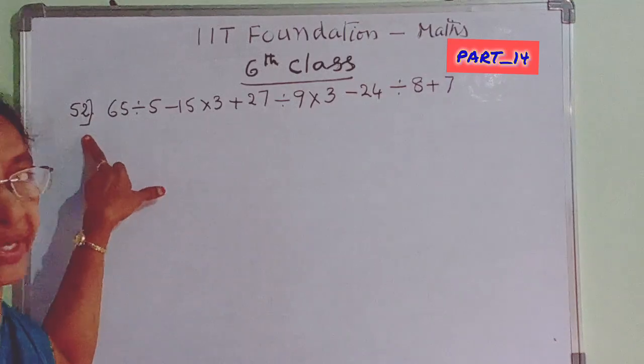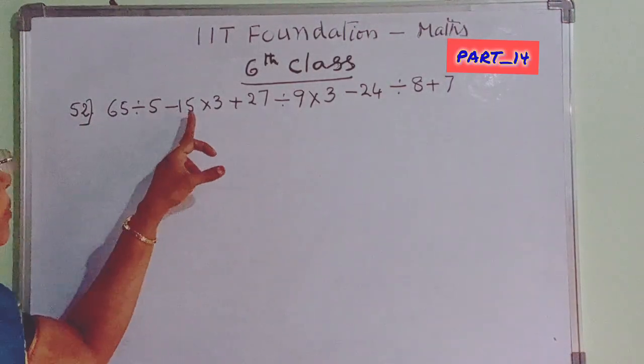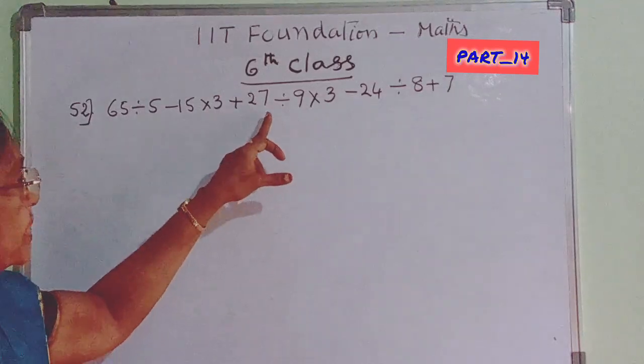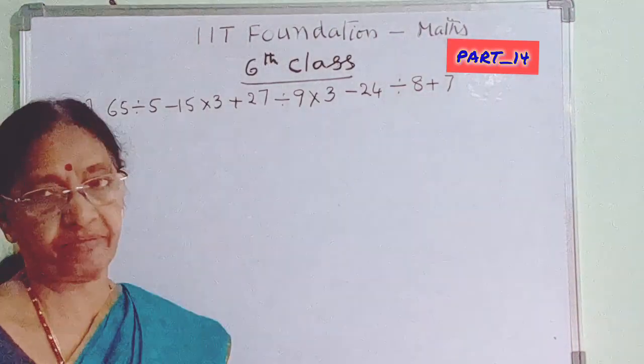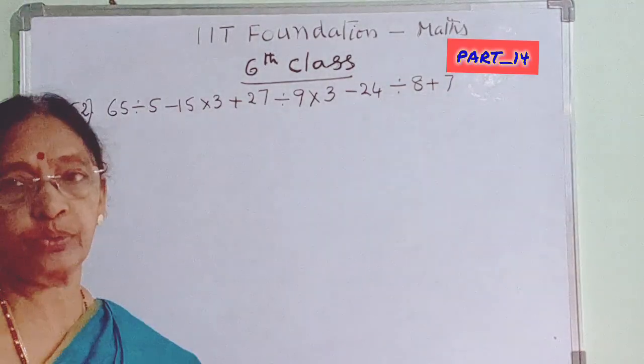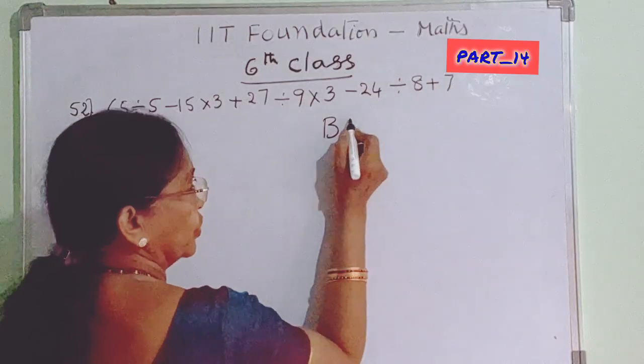So we are doing the exercise 52nd problem. 65 divided by 5 minus 15 into 3 plus 27 divided by 9 into 3 minus 24 divided by 8 plus 7. So we have to simplify this mathematical expression using BODMAS rule.